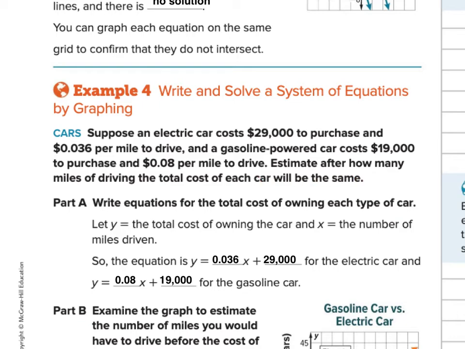According to this, the cost to buy an electric car is more than the cost to buy a gasoline-powered car. But it appears that an electric car is about half as much as a gasoline-powered car to drive per mile. So that's something I can derive from this problem.